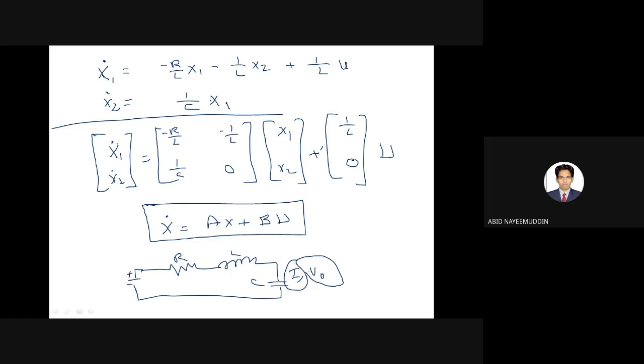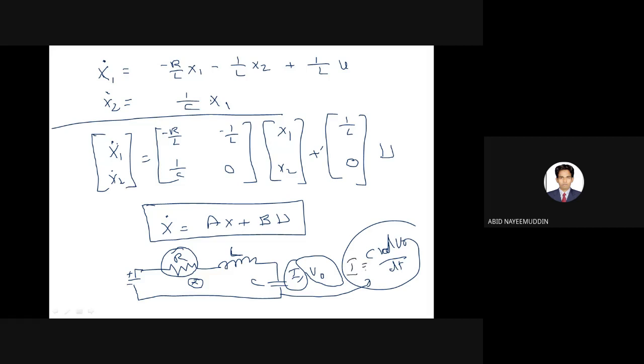Because only these two variables change with time. The voltage across the resistance, or the current flowing through the resistance, is not dynamic. The voltage across the inductor is also not dynamic, but the current flowing through this inductor is dynamic, because L into di by dt comes. And similarly for the capacitor, the voltage across it is the dynamic variable, not the current.